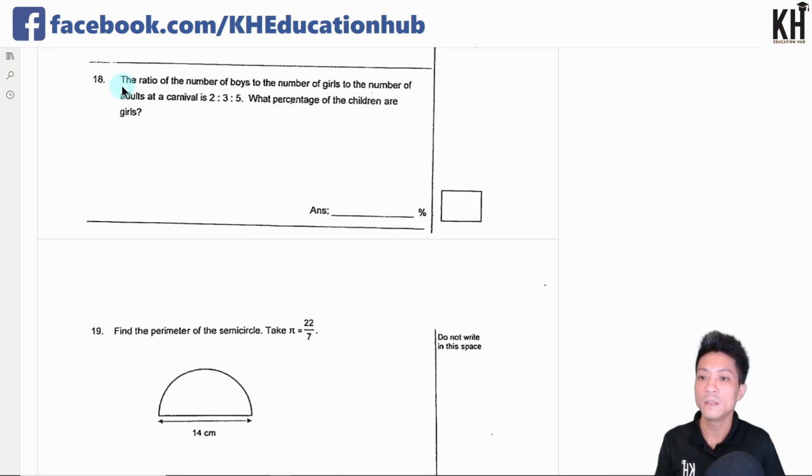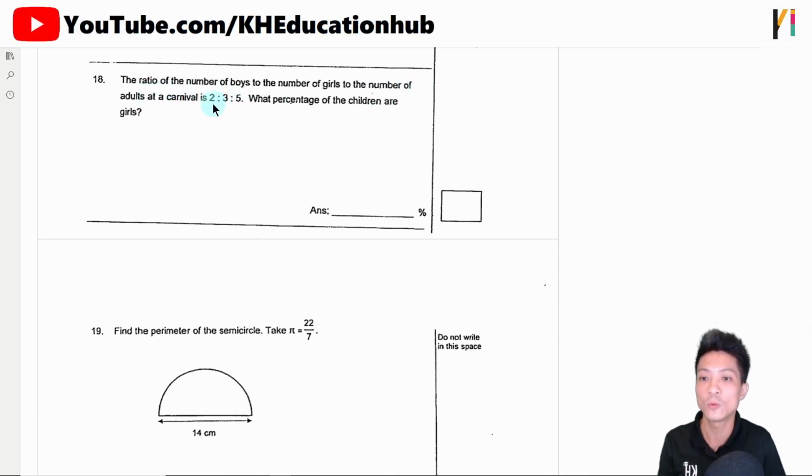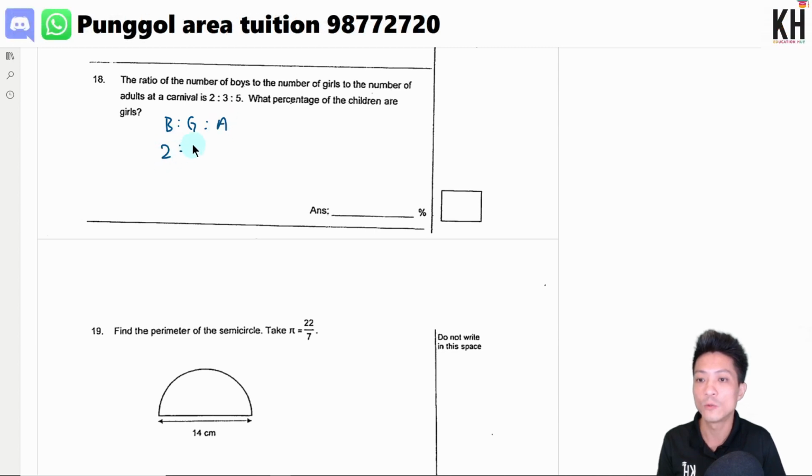Okay, question 18. The ratio of the number of boys to the number of girls to the number of adults at a carnival is 2:3:5. So usually when I read this, I will just immediately write down the ratio of boys to girls to adults is 2:3:5. Lay out your information, write it down so that it will register in your head.